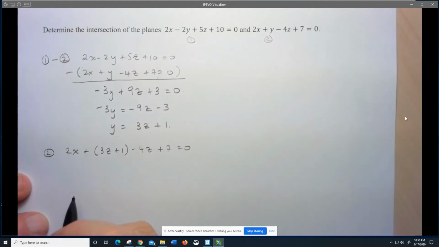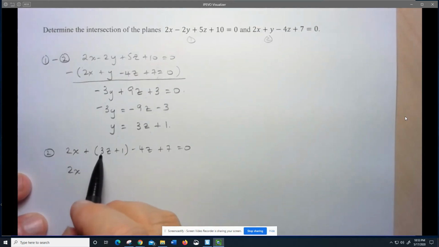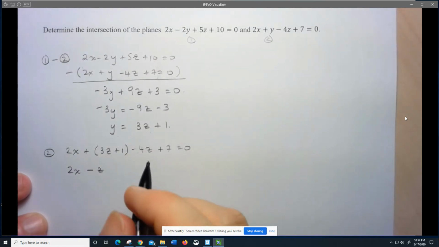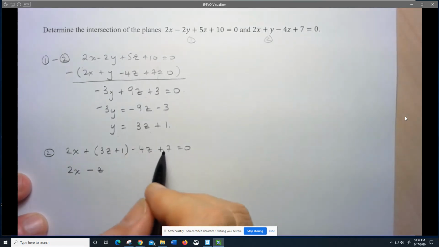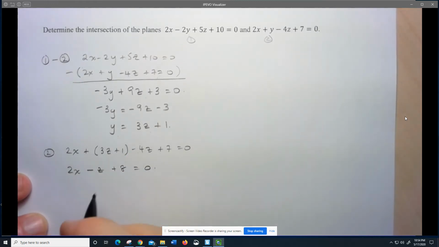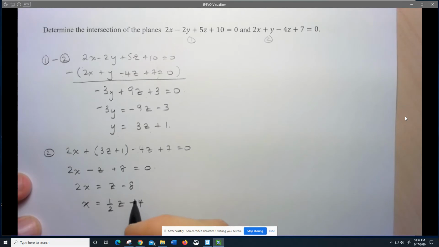And now let's solve here. So what do we have? We have 2x. So here we have 3z minus 4z. So that's minus z. And then here we have 1 plus 7 is 8, equals 0. And so now I'm just going to solve for x in terms of z. So what do we have? Bring this to the other side, z minus 8. So here we have x is equal to 1/2 z minus 4.